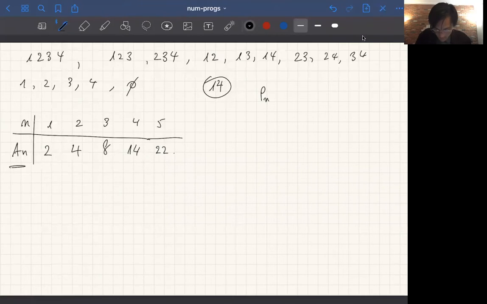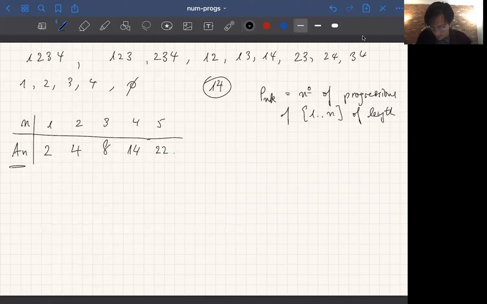So let's call it P(n, k). That's okay. So P(n, k) is the number of progressions of 1 through n of length k. All right, so how do we count the number of progressions?